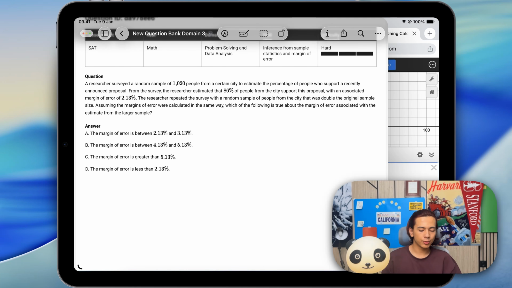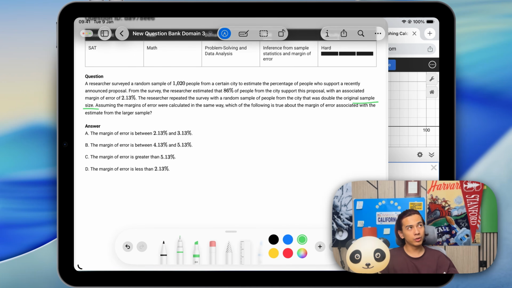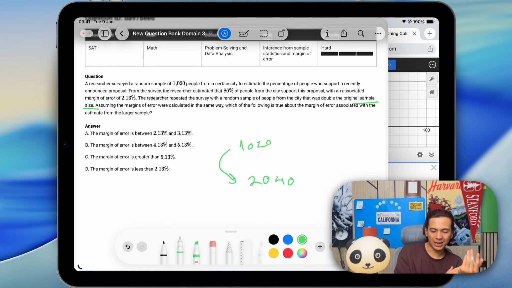A researcher surveyed a random sample of this many people from a certain city to estimate the percentage of people who support a recently announced proposal. From the survey, the researcher estimated that 86% of people from the city support this proposal with an associated margin of error of this. The researcher repeated the survey with a random sample of people from the city that was double the original sample size. Oh, see, you have conducted one study where you had this many people. Now, second time you have this many people, right? It's the same approach, again a random sample from the same city, right? Assuming the margin of error were calculated in the same way, which of the following is true about the margin of error associated with the estimate from the larger sample?